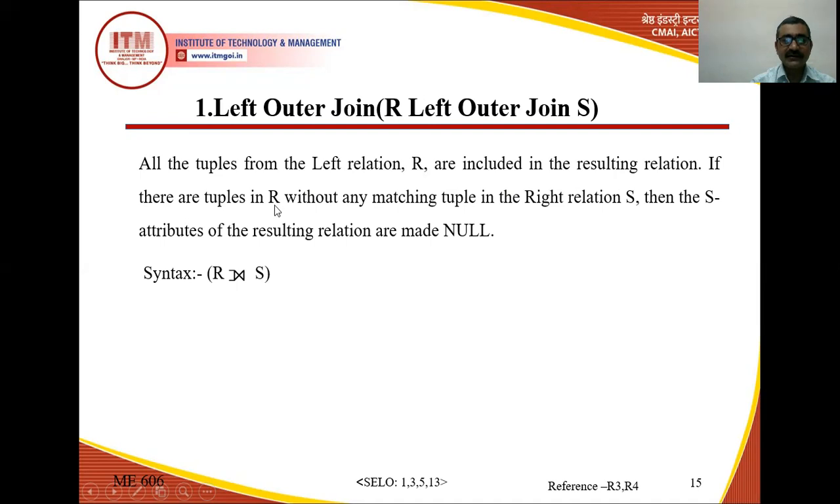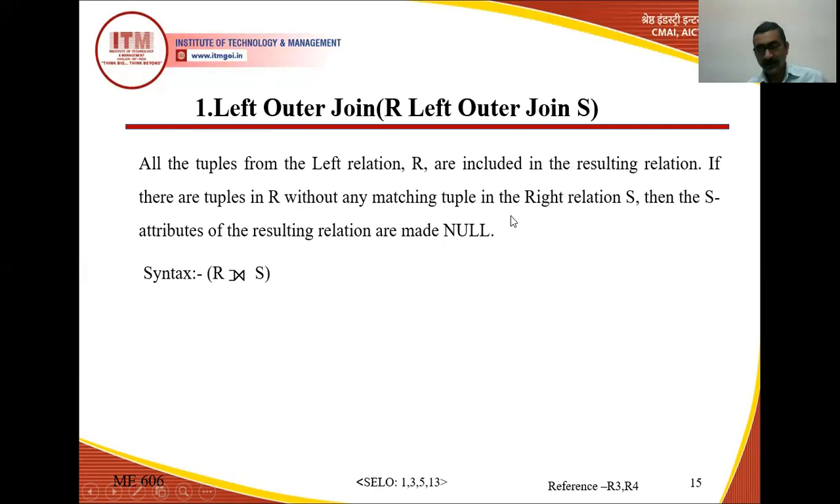So if there are tuples in R without any matching tuple in the right relation S, then S attribute of the resulting relation are made null. So that is the definition of the left outer join, where we have to compare two tables. If there are tuples in R, R is a relation and S is another relation.